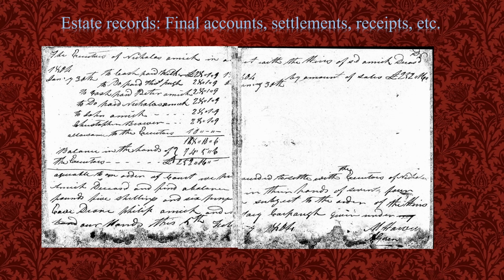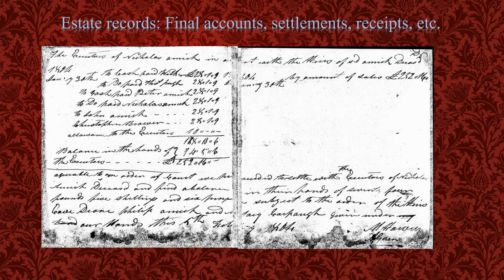And here we see the final division of Nicholas Amick's estate in 1804 in Randolph County, with the amount given to each. A sum is held in reserve for 3 heirs that are listed at the bottom, who were apparently not at hand to be paid. Perhaps they had migrated elsewhere.